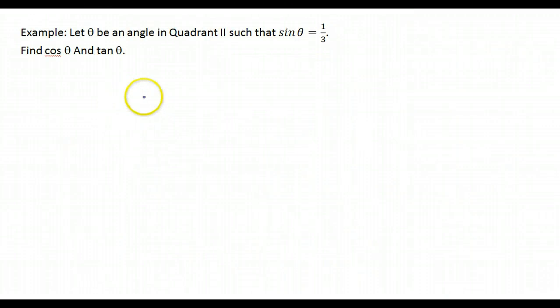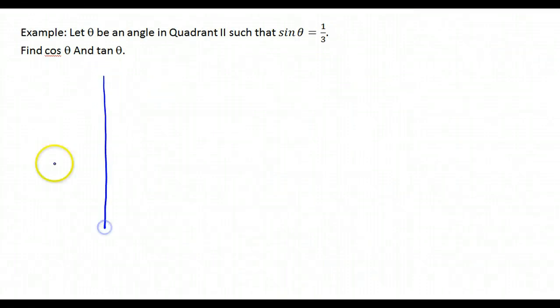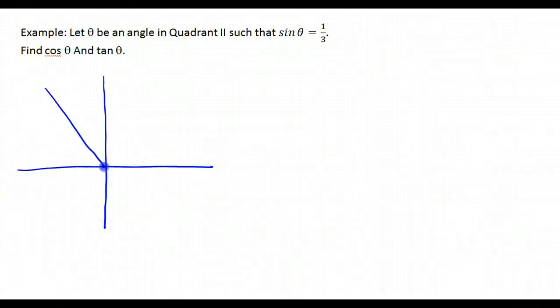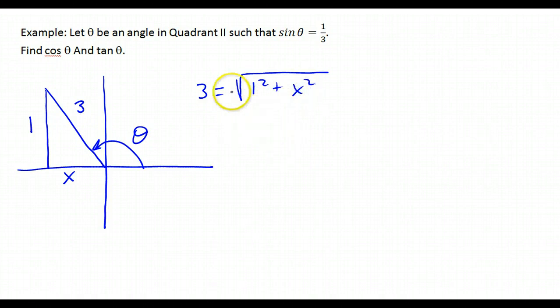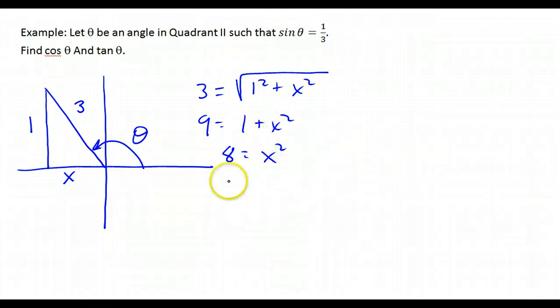Okay, one last example. This time we're going to let theta be an angle in quadrant 2, such that the sine of that angle is 1 over 3. So there's theta, and since the sine is 1 over 3, that means that y is going to be 1, r is going to be 3, and we're going to use the Pythagorean theorem to get x. So 3 squared is equal to 1 squared plus x squared. So 8 is equal to x squared. So 2 root 2 is x.